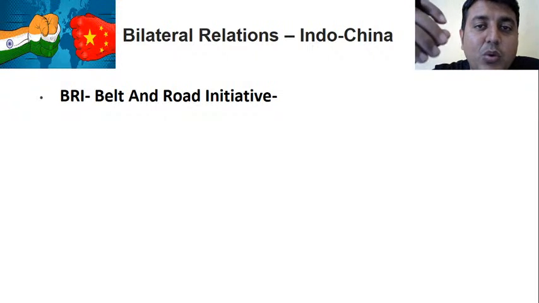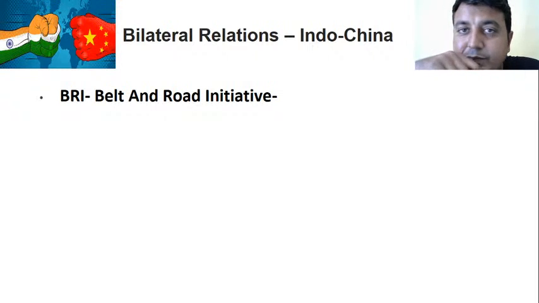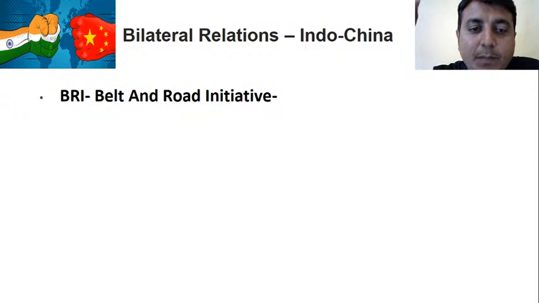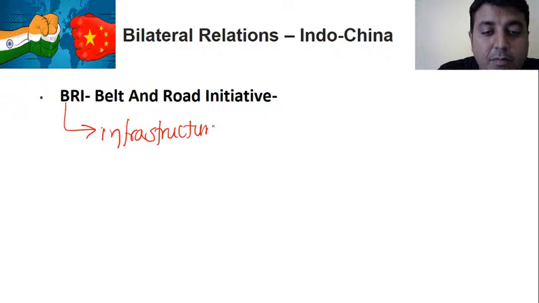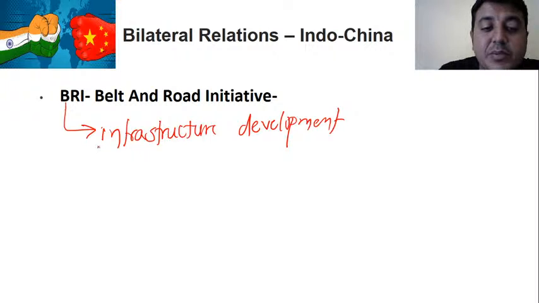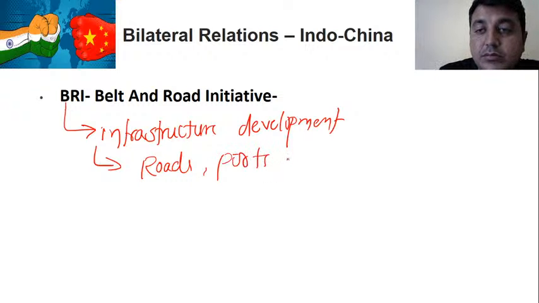Earlier it was known as the one belt, one road policy. Now it is known as BRI. What exactly is it? It is basically an infrastructure development project. Infrastructure means development of roads, development of ports, development of railways, etc.